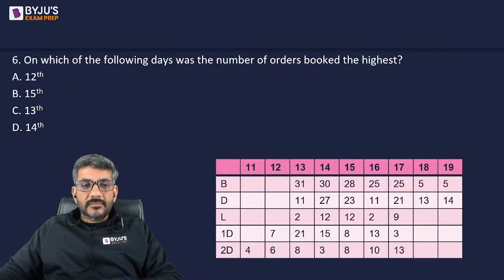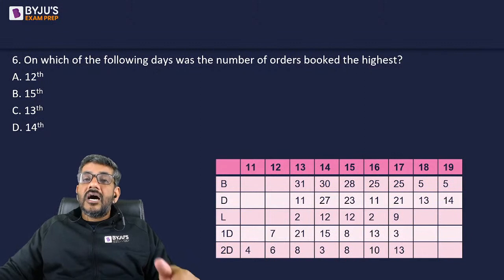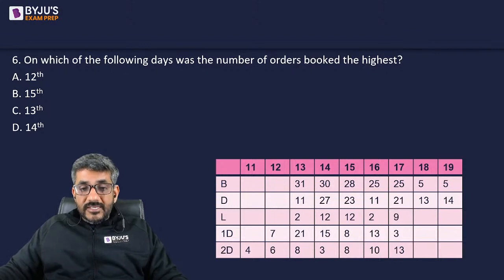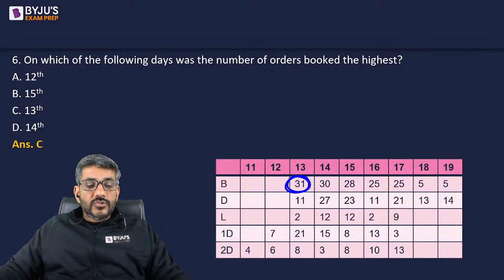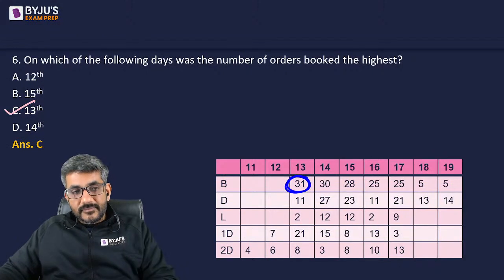So I'll move on to question number 6. On which of the following days was the number of orders booked the highest? So booked orders highest कब है? Among all of the numbers I see, this is the highest, that is on 13th. So our answer is equal to 13th. On 13th, the number of orders booked was the highest.